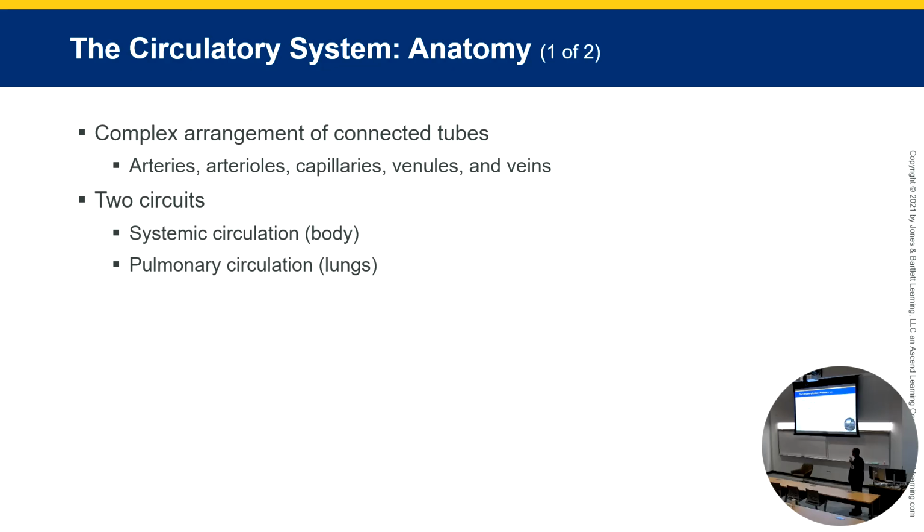So we have arteries. Arterioles are smaller arteries. We have capillaries, which is kind of a webbing of tissues. That's where diffusion will take place. Venules are just smaller veins. There are two circuits, a systemic circulation and pulmonary circulation, bringing blood to the body and bringing blood to the lungs.